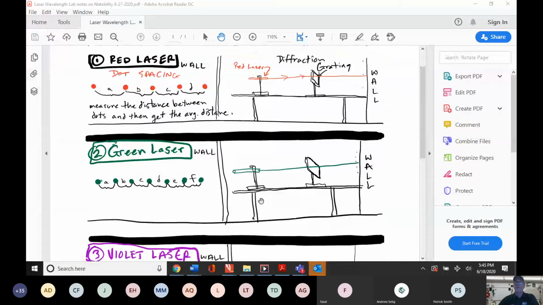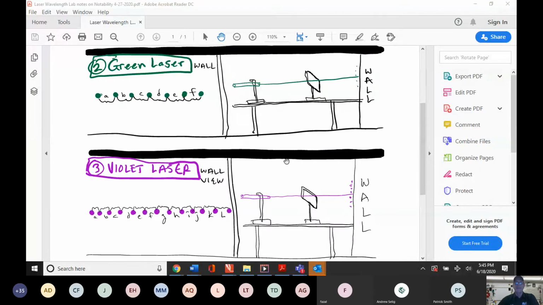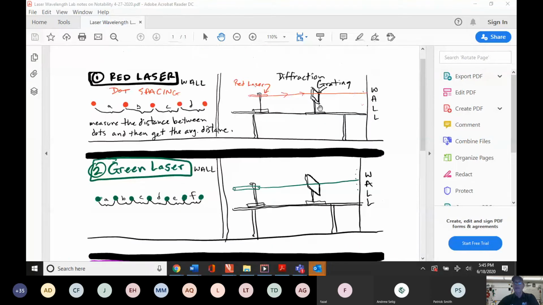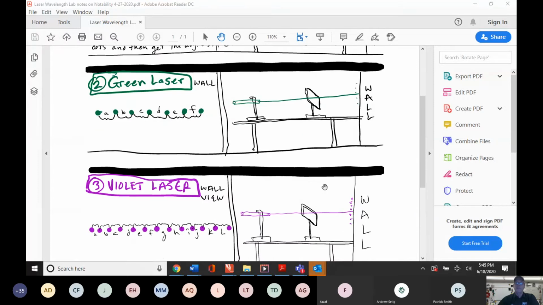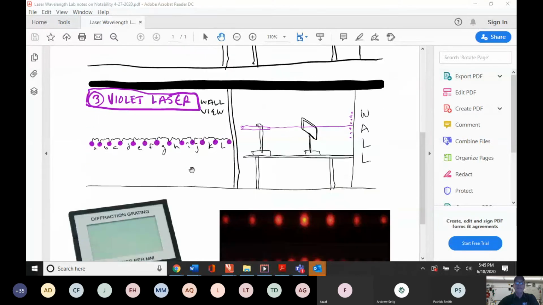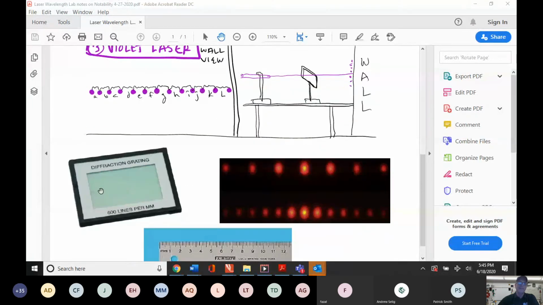So how this whole thing worked: we put a diffraction grating, this little guy here, right? We just supported it on a little ring stand, and we put it 3 meters away from the wall in my room. Then we did it with a green laser and then a violet laser. So we sent it right through this exact, what is a diffraction grating? It's a piece of plastic where the lines are so close together, right?